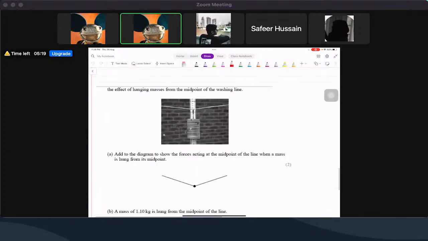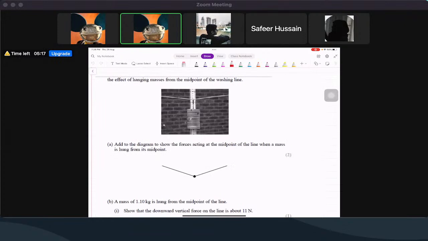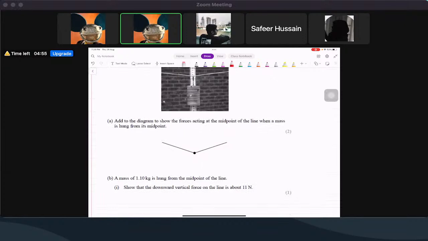Okay, so this question says that there is some mass hanging from the midpoint of a washing line, as you can see, right? Which has basically caused the washing line to be like this. So it says, add to the diagram, show forces acting on the midpoint. So whenever something is pulled, this causes a tension force here, this also causes a tension force here. Do you guys understand this? Yes. And the tension is caused because the weight is basically acting downwards.